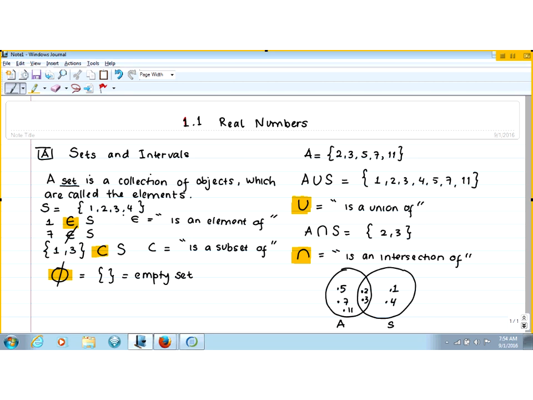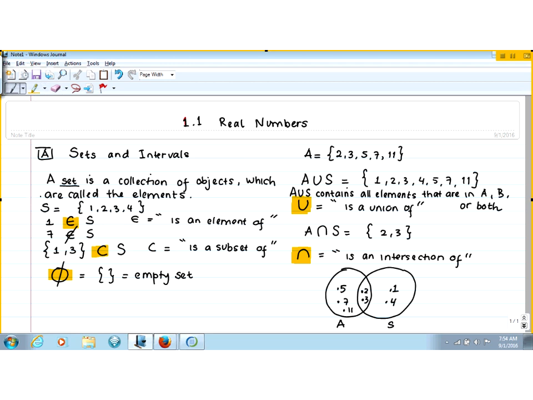You remember all the union and element and subset is a subset of? Okay. All right. Maybe I should write down A union B contains all elements that are in A, B, or both.